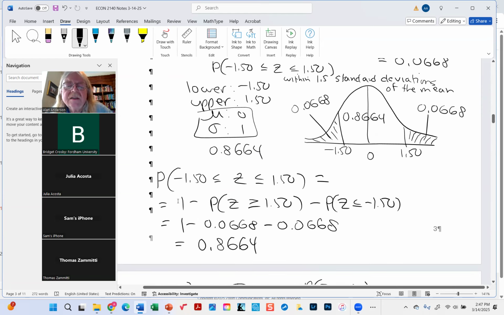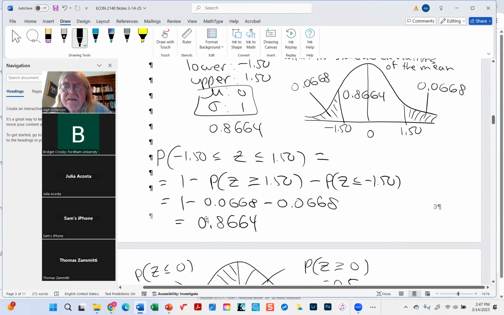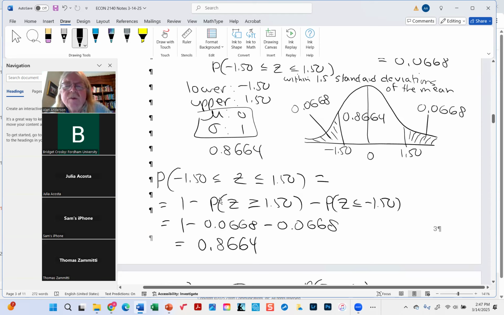So I could have done it this way down here, 1 minus the probability of z is greater than or equal to 1.5 minus the probability that z is less than or equal to minus 1.5. And of course, we already know that those are each equal to 0.0668. And if you do that algebraically, you'll see that you do end up with 0.8664. So you should always be aware of these ways we can calculate these areas sometimes simply with our knowledge of the properties of the normal distribution.